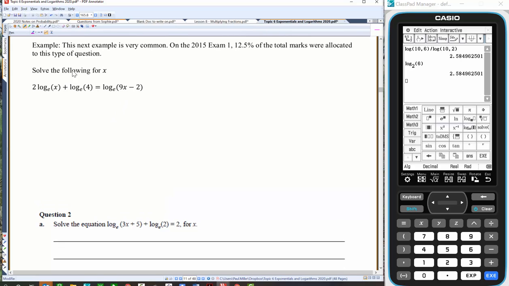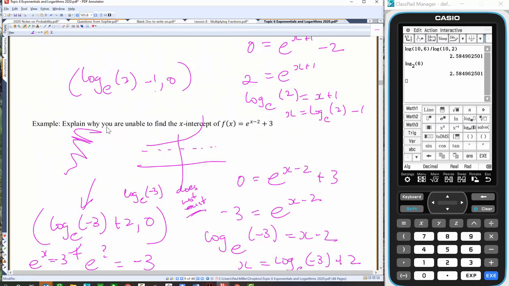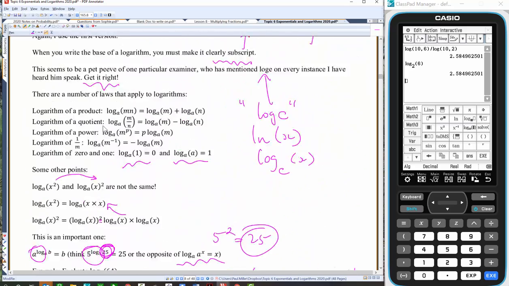Okay, this one here, solve the following for x. To do this one, what we're going to do is rewrite this as log e of x squared plus log e of 4 equals log e of 9x take 2. Now we're going to use that log law to combine. Same bases for the logs, so when we've got common base logs being added, let's have a look at our laws. Common base logs being added, what we can do is multiply.